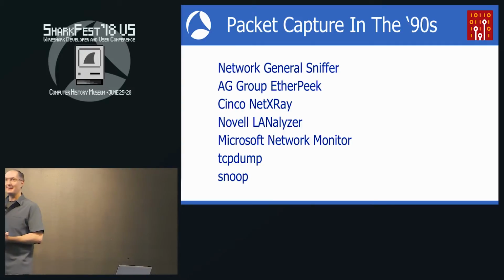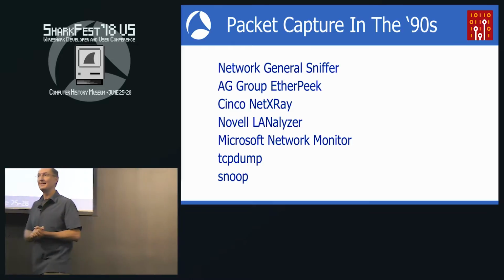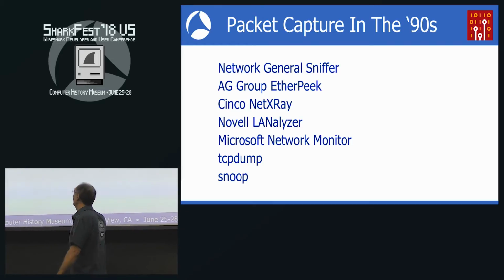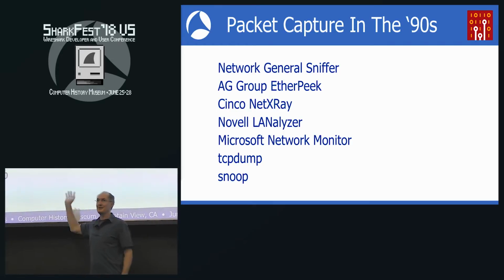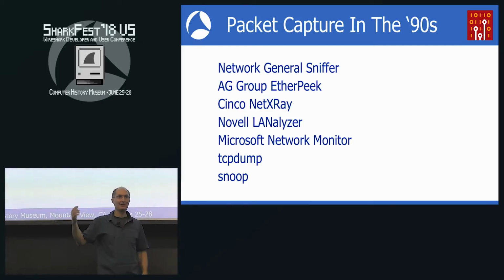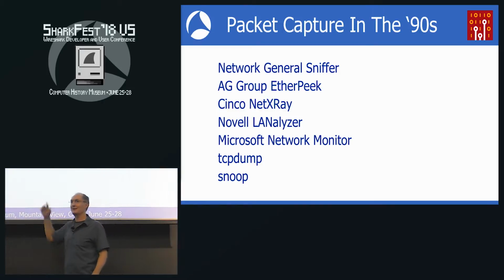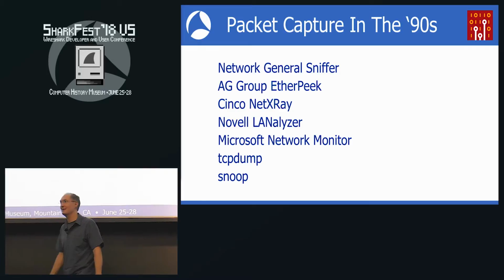So back in the 90s, when we used really slow Ethernet and we ate dirt, if you wanted to look at packets on your network, you had the following choices. I mean, you had a bunch of other choices as well, but these were the big names, and these were the ones that kind of stuck out for me when I was writing this presentation.